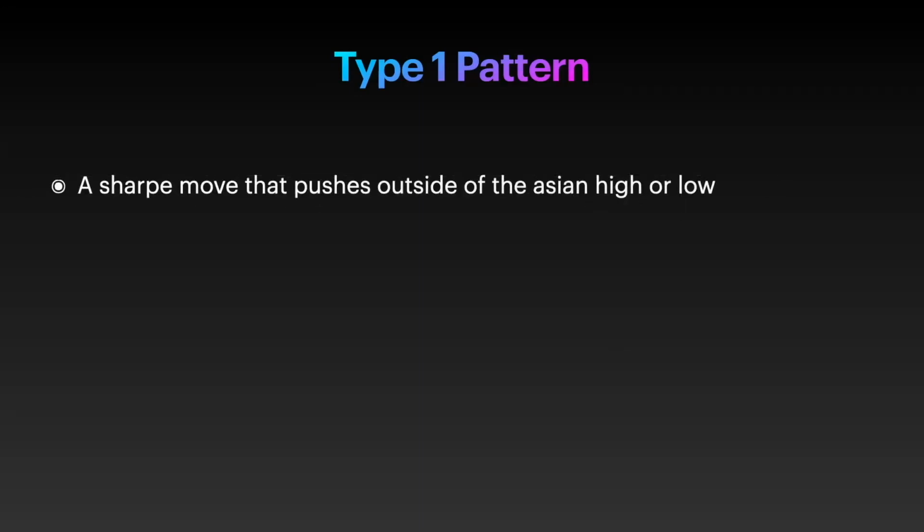So let's talk about the first one. The type 1 pattern. What does that pattern look like? How do you describe it? Basically, a type 1 pattern is a sharp move that pushes outside of the Asian high or low. We're going to get into the charts, and I'm going to show you what I'm talking about and you'll be able to see it. But I want you to really grasp the description of it. It's a sharp move that pushes outside of the Asian high or low.